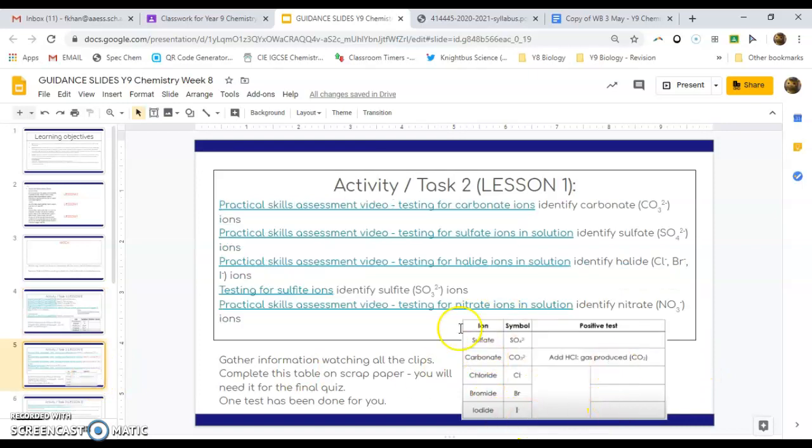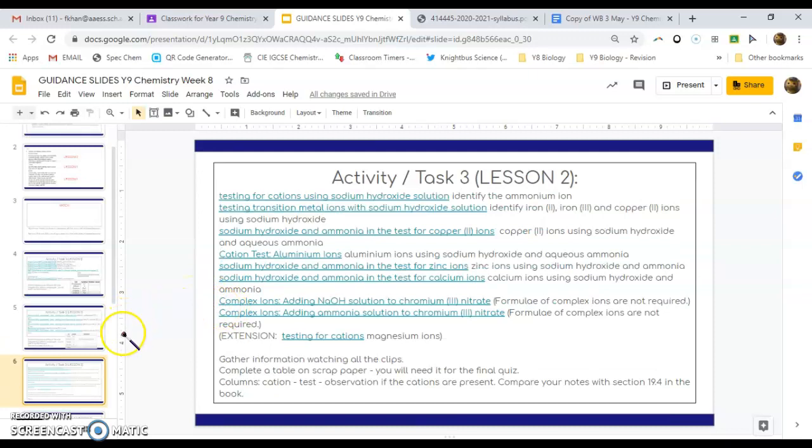You can use scrap paper for this table over here as well, and just work your way through these videos. They're very straightforward, they're very short. It's only about 1.5 minutes, maybe 2 minutes for each one. I've chosen these clips so that you don't have to go on the internet. Don't Google it, it's not going to stick in your mind, trust me. So you've got a little bit of information here, a nice little table just made in advance, and the testing for sulfite ions is something that's quite unique for Cambridge IGCSE, so I've just found a little tiny clip for that just to demonstrate it.